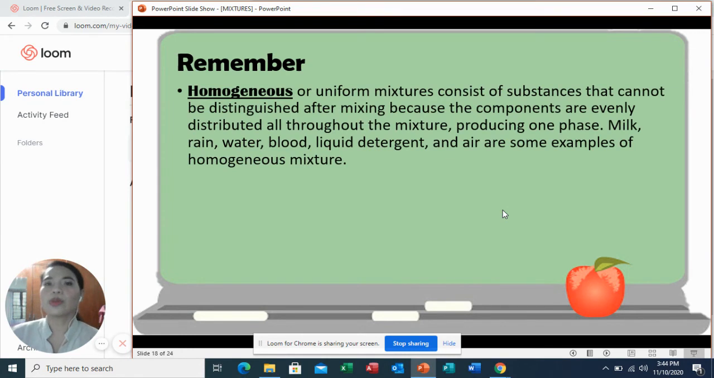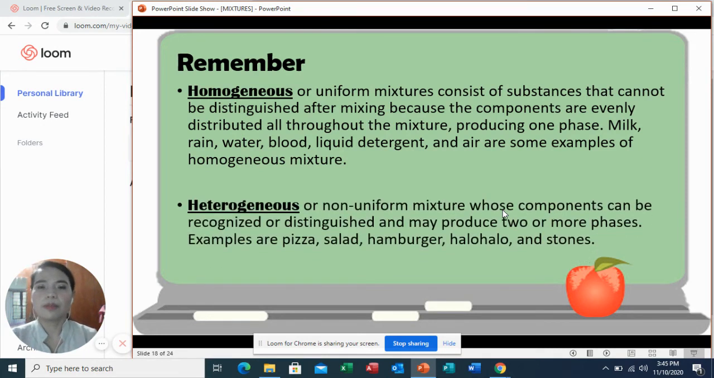Okay, so homogeneous or uniform mixtures consist of substances that cannot be distinguished after mixing because the components are evenly distributed all throughout the mixture, producing one phase. Milk, rain, water, blood, liquid detergent, and air are some examples of homogeneous mixture, while heterogeneous mixture or non-uniform mixture has components that can be recognized or distinguished and may produce two or more phases. Examples are pizza, salad, hamburger, halo-halo, and stones.